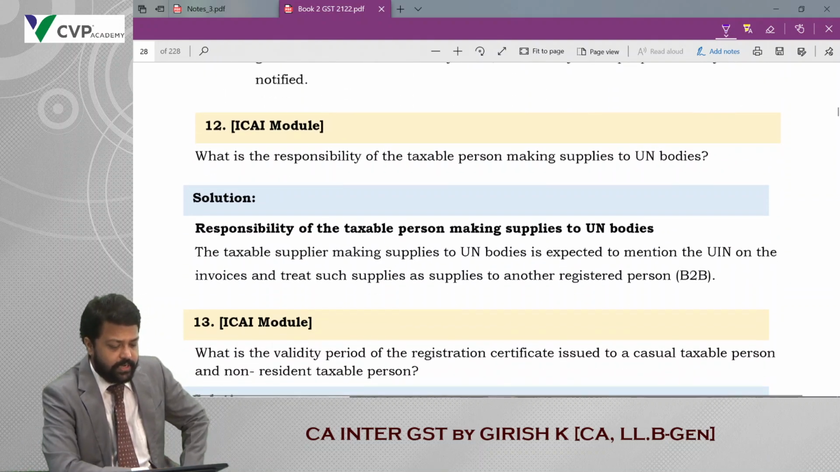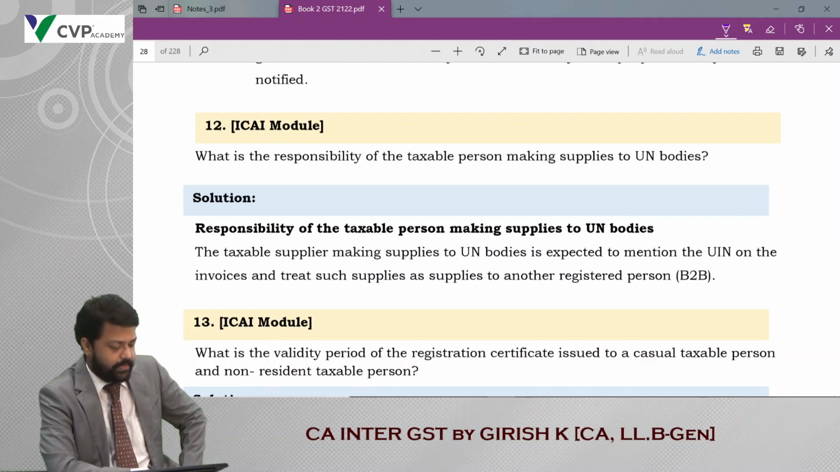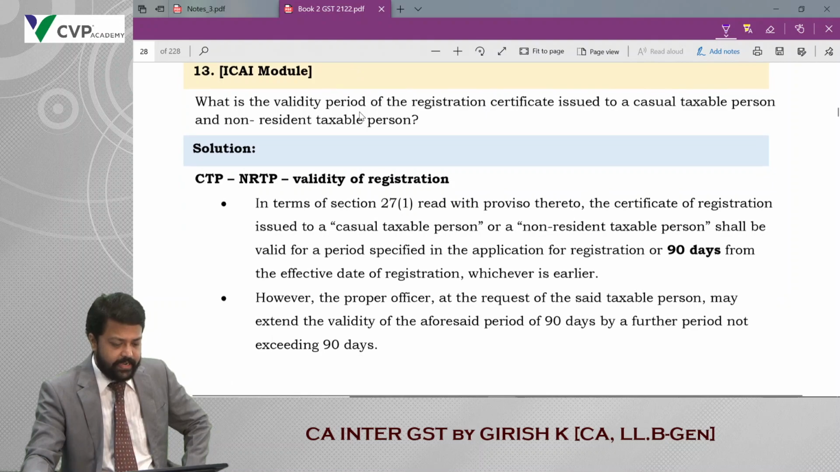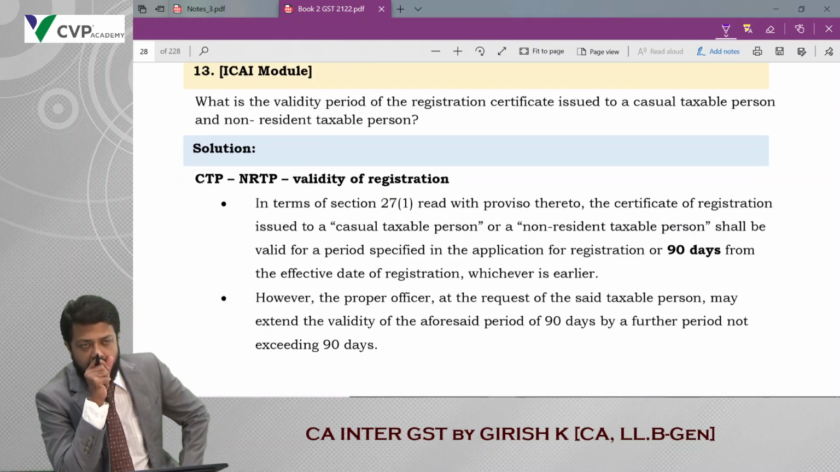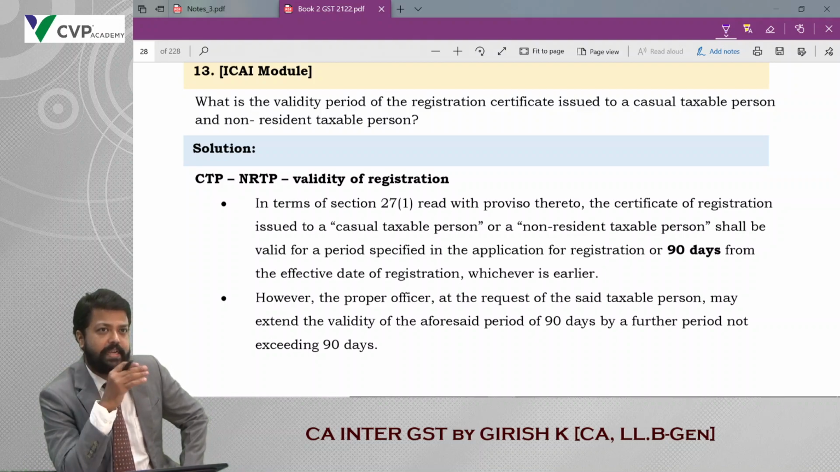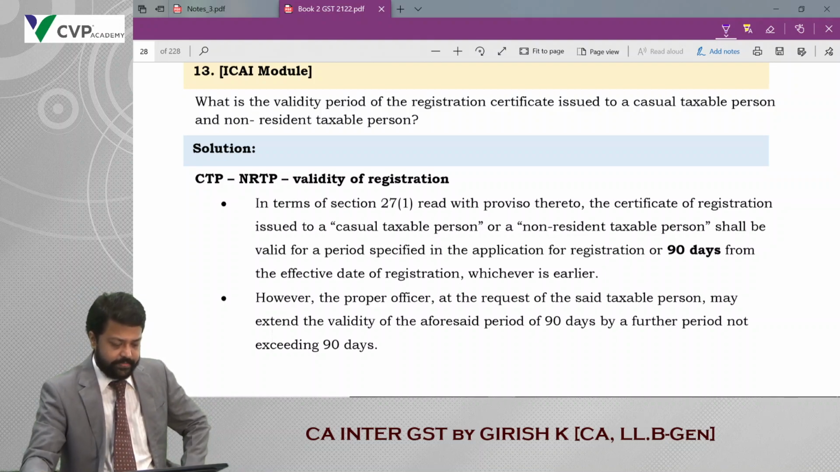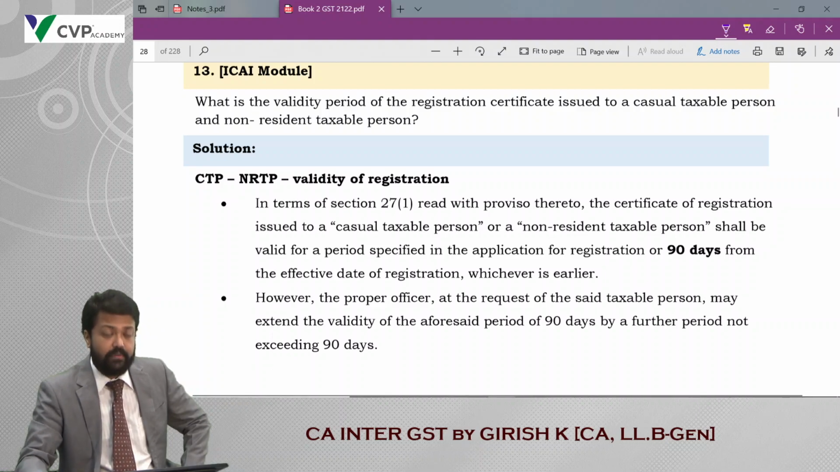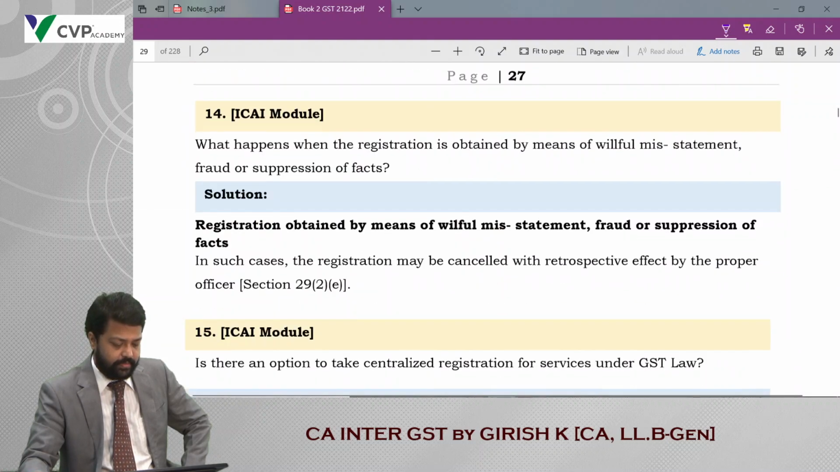What is the responsibility of the taxable person making supplies to UN bodies? The taxable person is expected to mention the UIN on the invoice and treat such supplies as supplies to another registered person, that is B2B. What is the validity period of the registration certificate issued to a casual taxable person? The period applied by him or 90 days, whichever is earlier. However, it can be further extended for a period of 90 days on the application by the person.